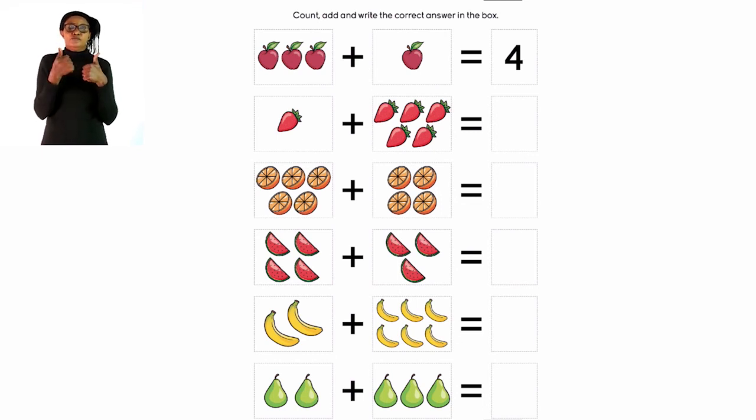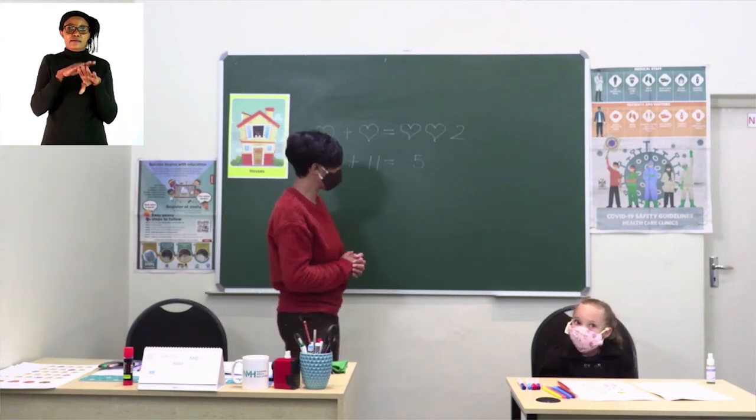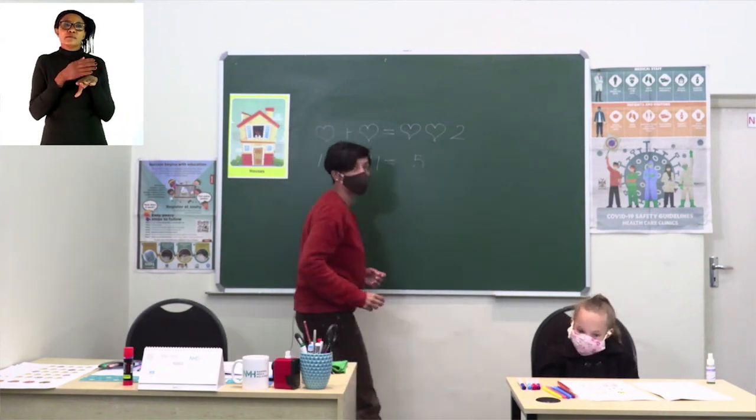Good. Let's turn over to the next page, page 14. And it is the same. We have to plus the different insects. Let's go back to the board. I'm going to make another example quickly for you.